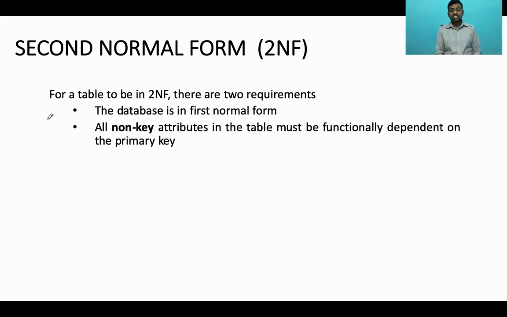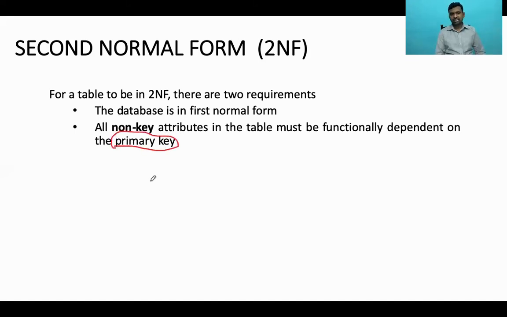Next, non-key attributes. Non-key attributes means other than the key attributes, the primary key or the foreign key, right? Non-key attributes in the table must be functionally dependent on the primary key. For example, in the previous example I gave about functional dependency, author name and author phone number are functionally dependent on the primary key. It is a must. What are the non-key attributes in the previous example? Author name and author phone number. So these are the non-key attributes that must be functionally dependent on the primary key.